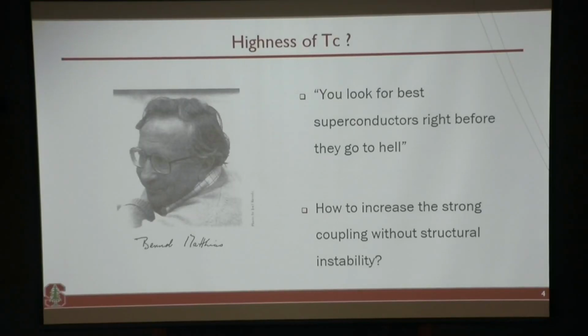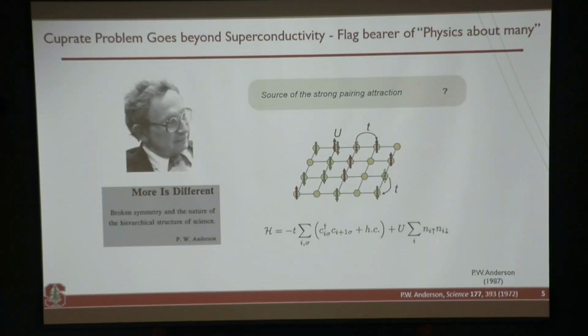And immediately, there's another vision that's represented by Phil Anderson. You can see the cuprate was discovered in 86. And in this 87 paper, he basically said the cuprate problem goes beyond superconductivity.